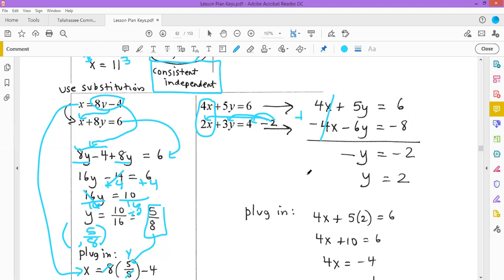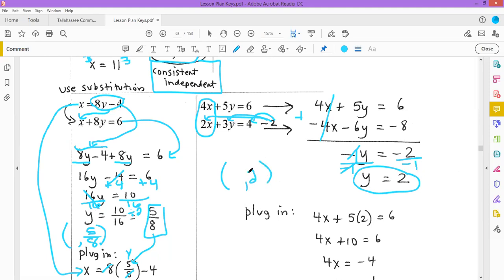4x minus 4x, that cancels out. And 5y minus 6y gives us negative y, equals 6 minus 8, negative 2. Now remember, this negative in front of the y is the same as negative 1y. We got to get rid of that negative sign. So we're going to divide both sides of this equation by negative 1. That cancels the negative in front of the y, leaving y, equals negative 2 divided by negative 1 is positive 2. And now we have our y coordinate as 2.